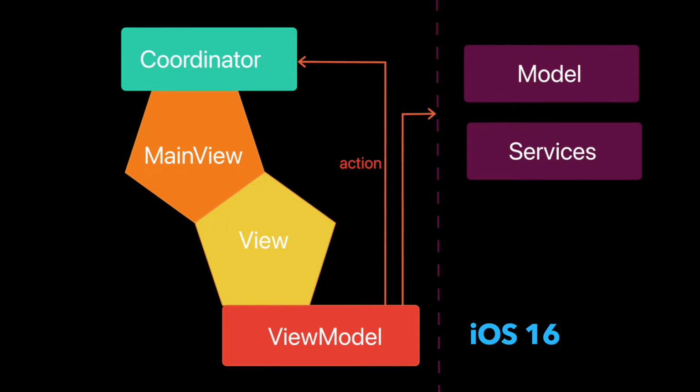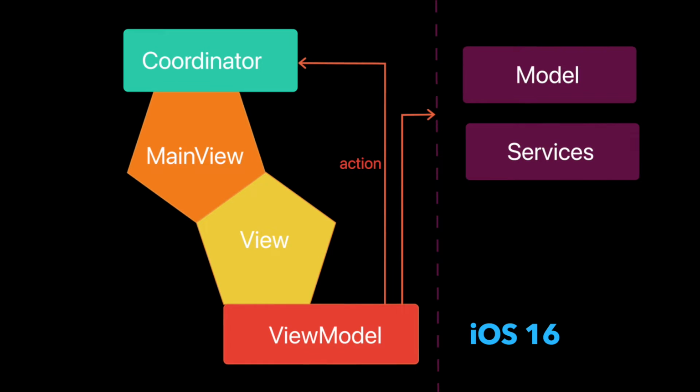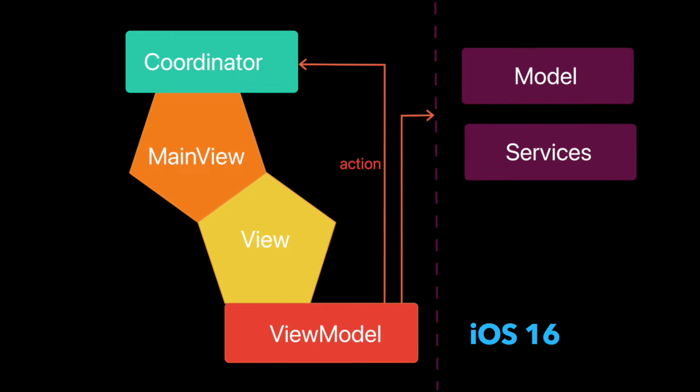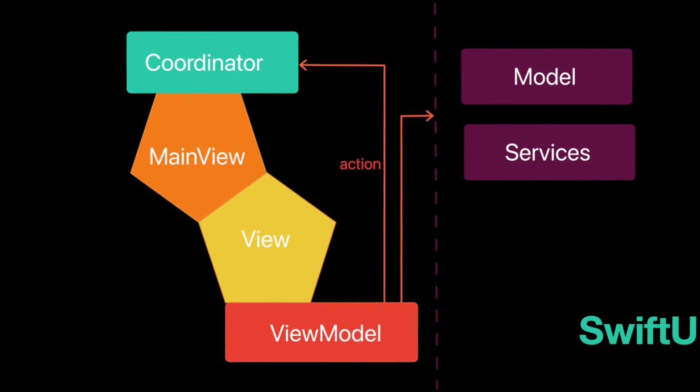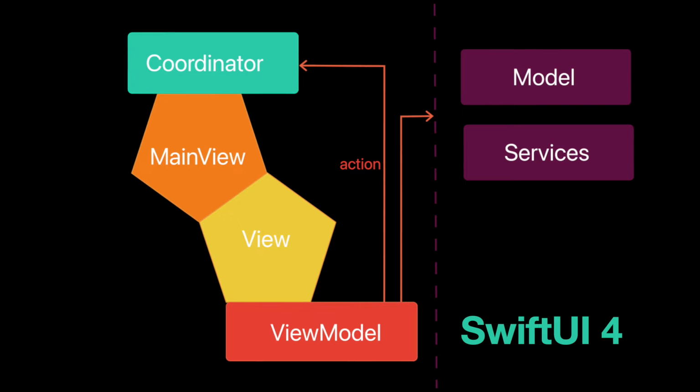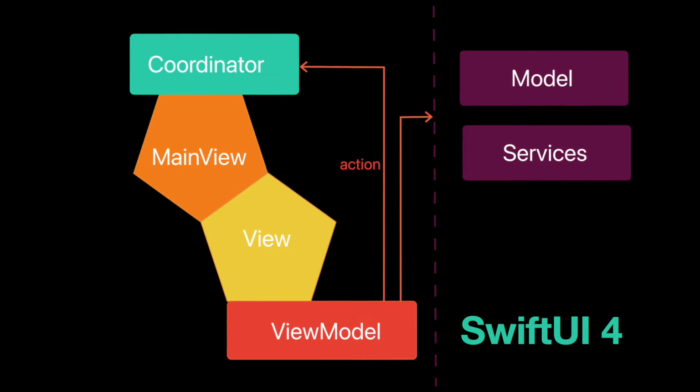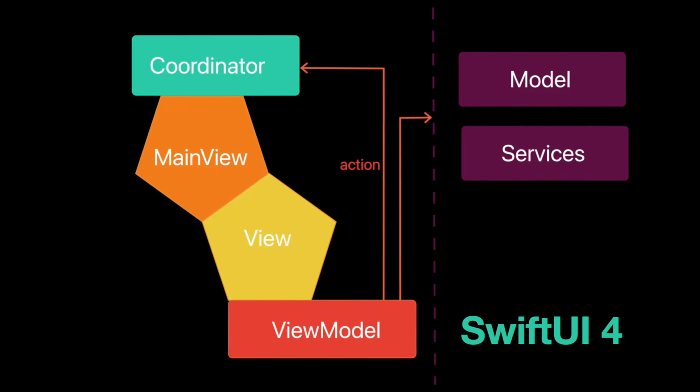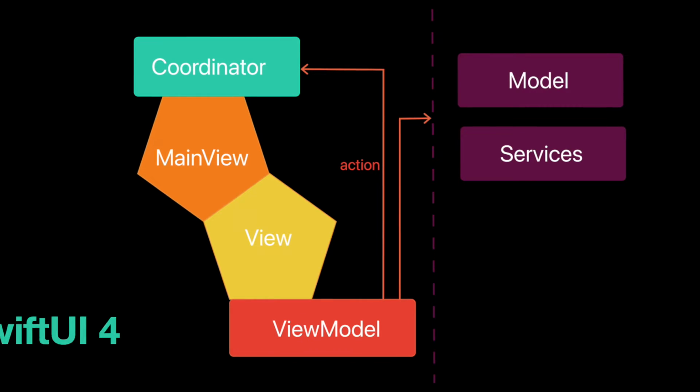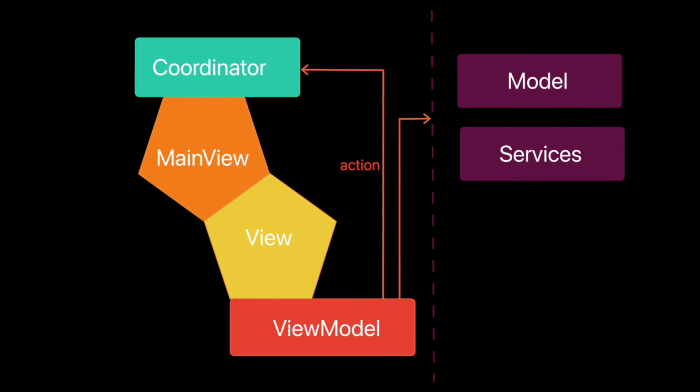Since in SwiftUI a view is responsible for presenting other views, we will have one main view dedicated to presenting state changes from the coordinator. A changed state will trigger presenting other views. An action on a view or companion view model will call a method in the coordinator responsible for changing the app state, which will trigger the next view to be presented.